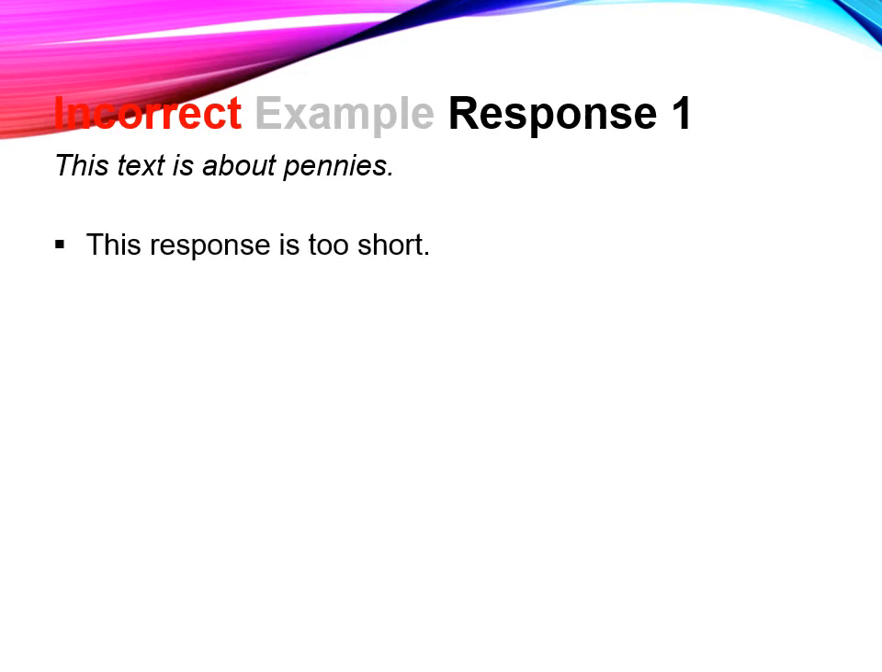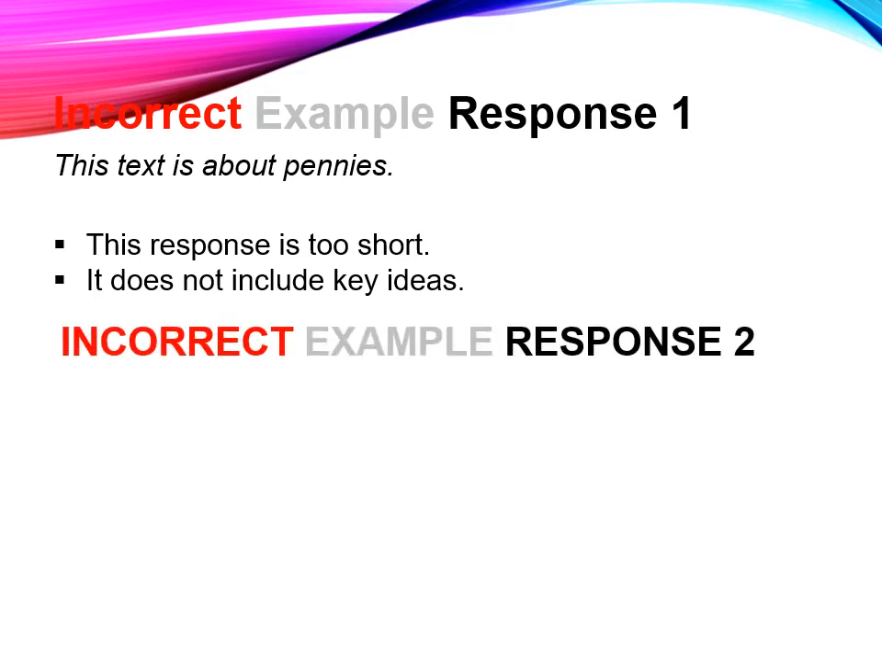Let's see a first example, which is an incorrect example for a summary. "This text is about pennies." This one is incorrect because it's too short, and it doesn't include the key points. The text talked about some examples of rare pennies, and this is not mentioned in this sentence.